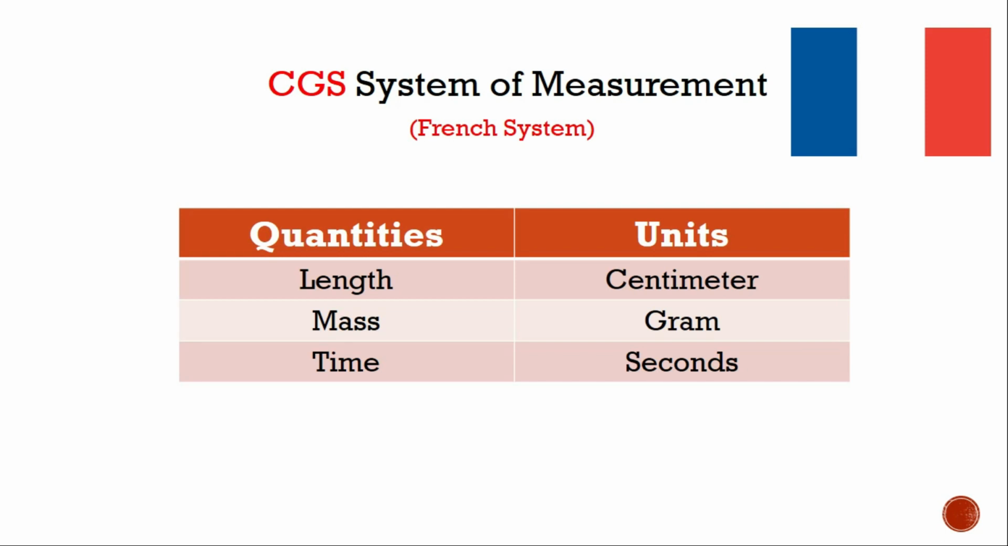Jasma length was measured in centimeters, mass in grams and time in seconds. And these initials of the units centimeter, grams and second gave the name of the system as CGS.